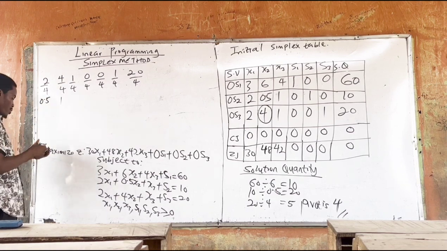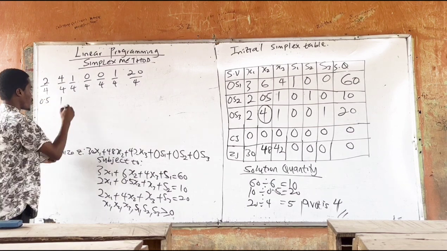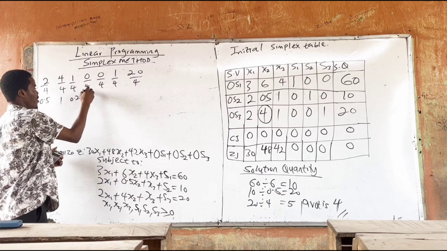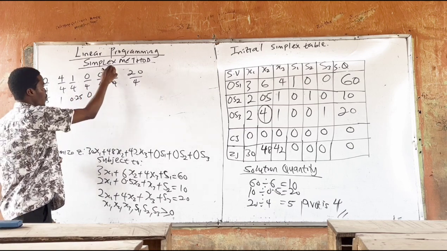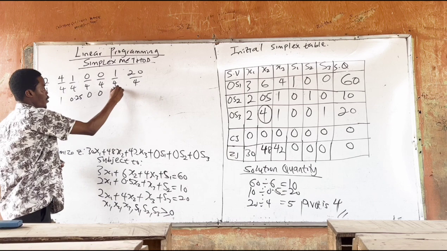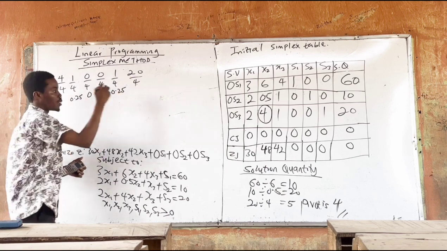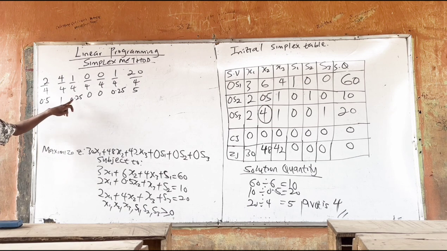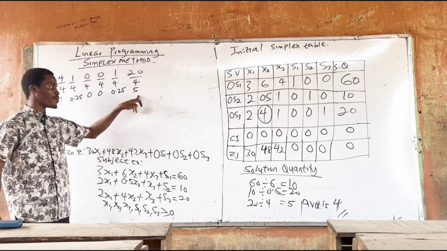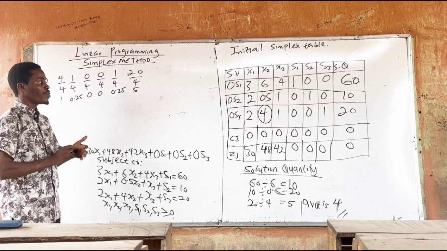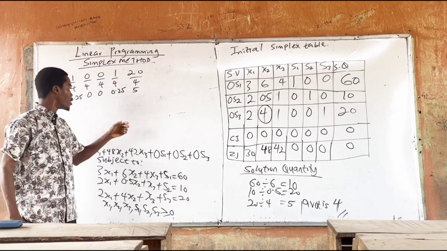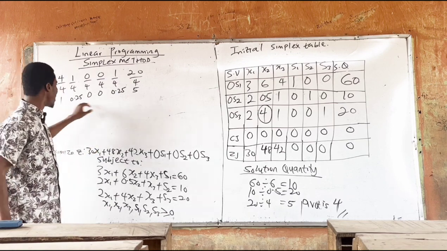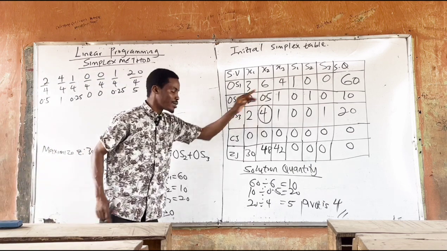4 divided by 4, 1. 1 divided by 4, 0.25. 0 divided by 4, I'm going to get 0. This is 0. 1 divided by 4 is 0.25. 20 divided by 4, I'm going to have 5. It means my new pivot row is 0.5, 1, 0.25, 0, 0, 0.25, and 5. Then for my second table, I will now put all these elements. The pivot row elements will now replace this.